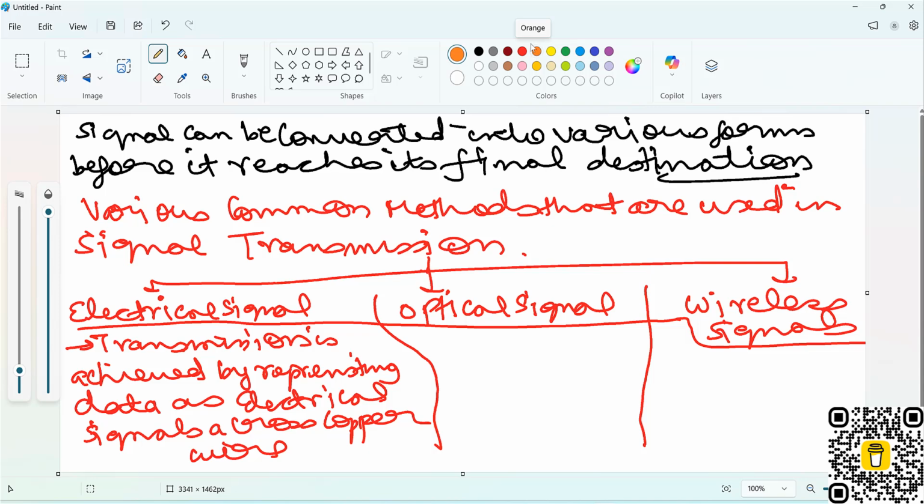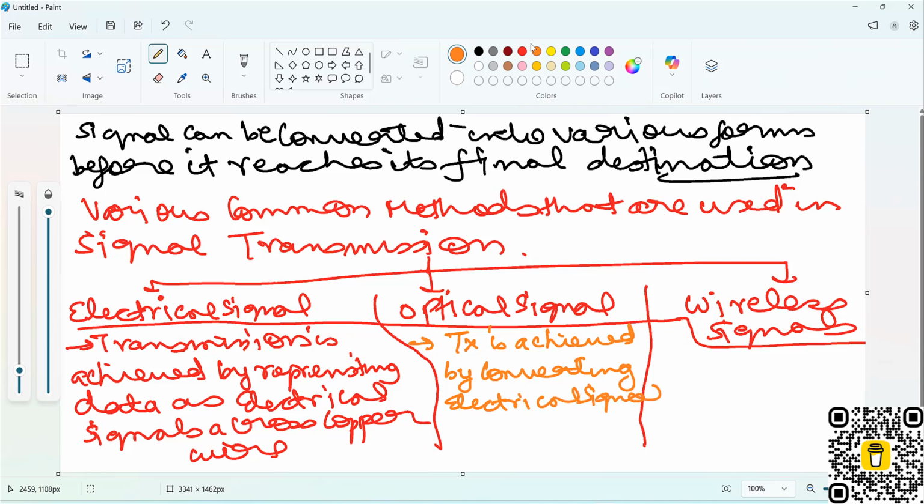Whenever we talk about the optical signal, for transmission I am only writing Tx. The transmission is achieved by converting the electrical signal into light pulses. So this happens in an optical signal: the transmission is achieved by converting the electrical signal into light pulses.